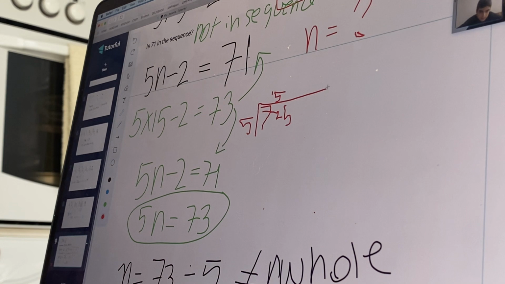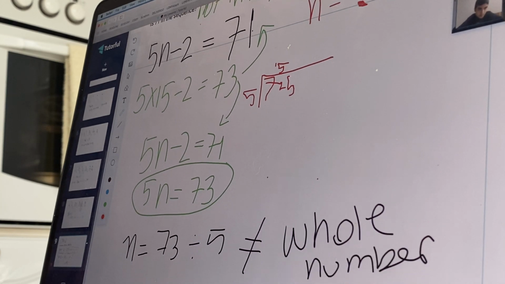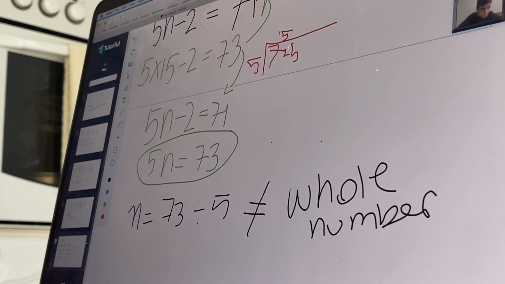And we know when we're looking at sequences, we're only really interested in those whole numbers, aren't we? We don't really look at any kind of fraction numbers. So because n equal to 73 divided by 5 doesn't give us a whole number answer, then that's not going to be in the sequence.